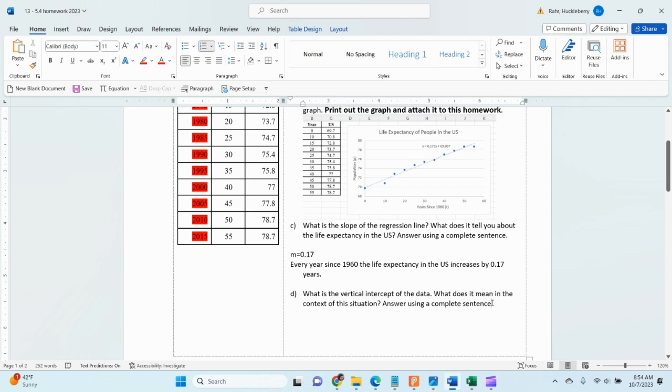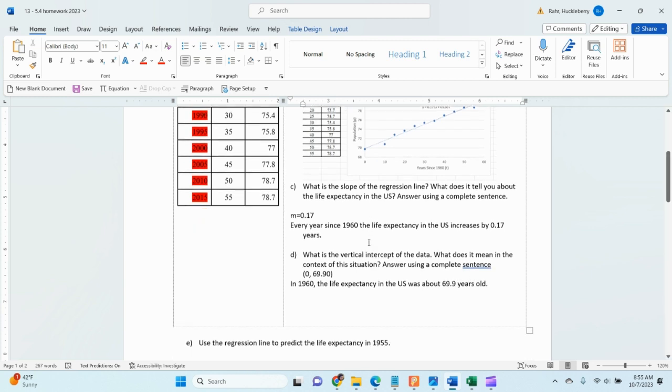All right, and what is the vertical intercept? I always put this as an ordered pair, so (0, 69.90). Okay, what does this mean? In 1960, because that's what that 0 is, the life expectancy in the US was about 69.9 years old.